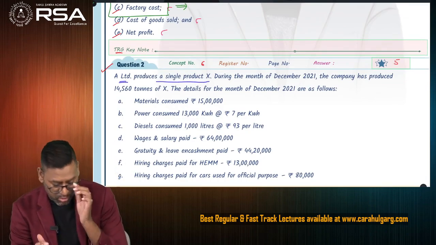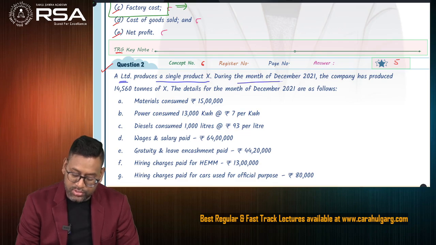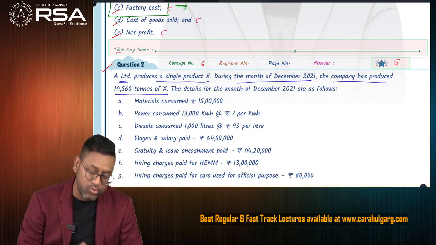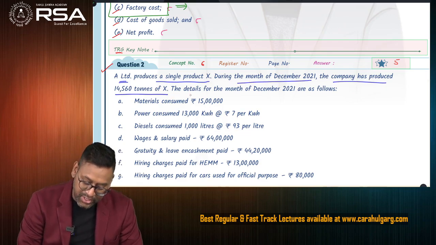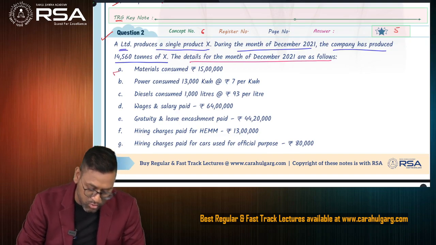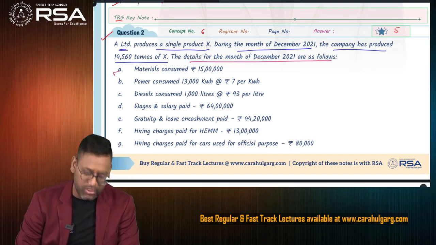So it makes a single product, only one product. During the month of December, it says the company has produced 14,560 tons of X. So production is given. It says the details for the month of December are as follows. So it gives various items. For example, material consumed, it says. Okay, it is very clear where it will come.